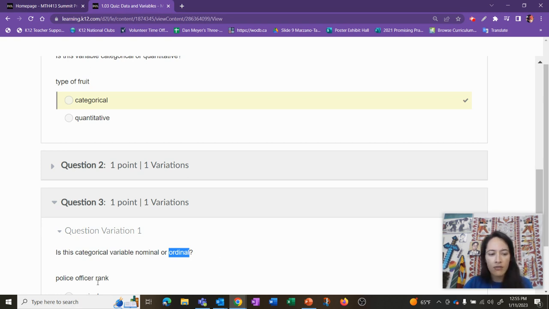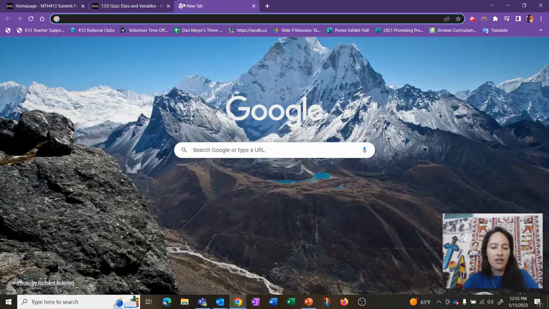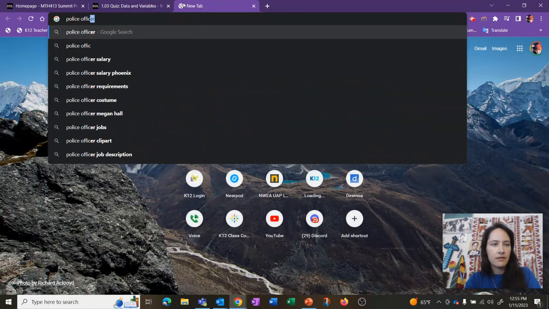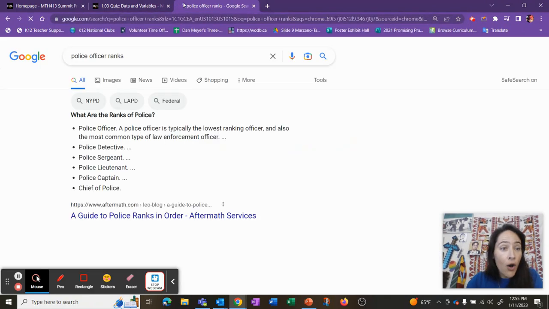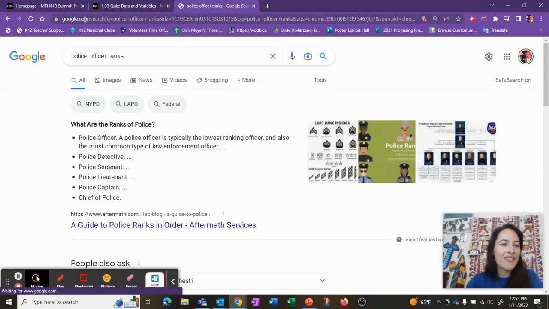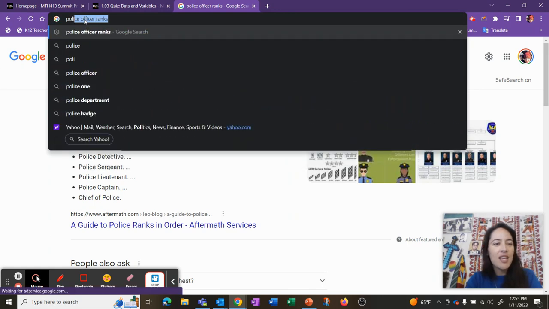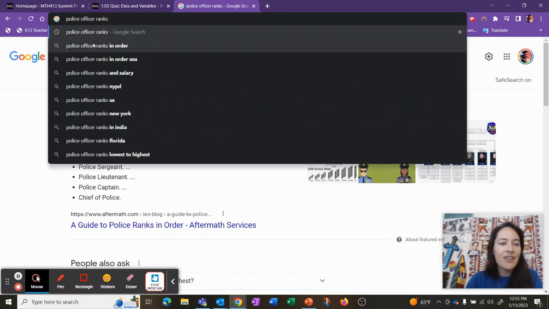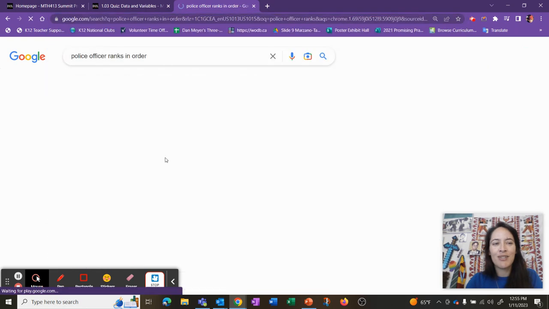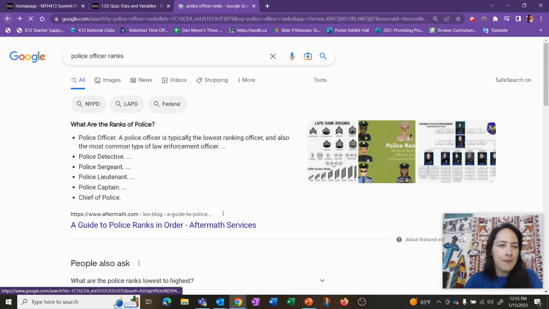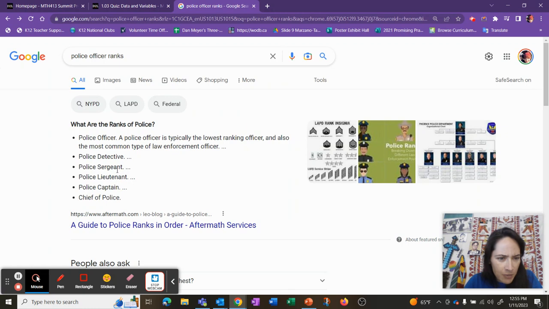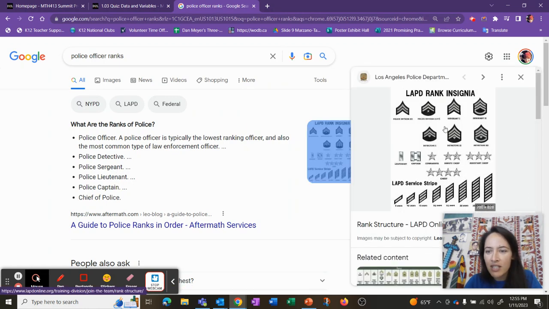So if we have police officer ranks, which I don't actually know them. Oh, did you see that? Right when I was trying to figure out what they were, police officer ranks in order. Oh, it already kind of helps you that there's an order to them. So there's a police detective, police sergeant, police lieutenant, police captain, chief of police. So these are categories, right? There's an implied order to these categories.